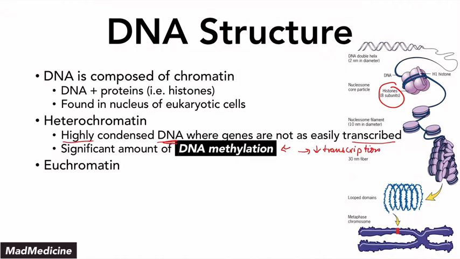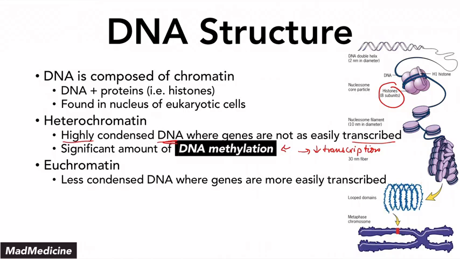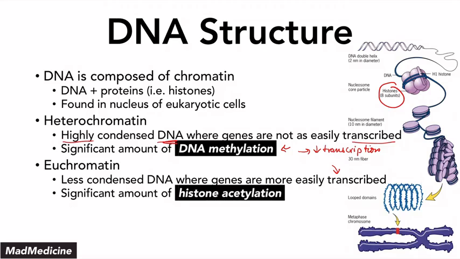And then you have euchromatin. Euchromatin is less condensed DNA, and that's going to mean you're going to easily transcribe that DNA and be able to create RNA and proteins much easier. In this type of DNA, in this structure, you're going to have high amount of histone acetylation occurring, and that's going to mean you're going to have more likelihood of transcribing those genes.